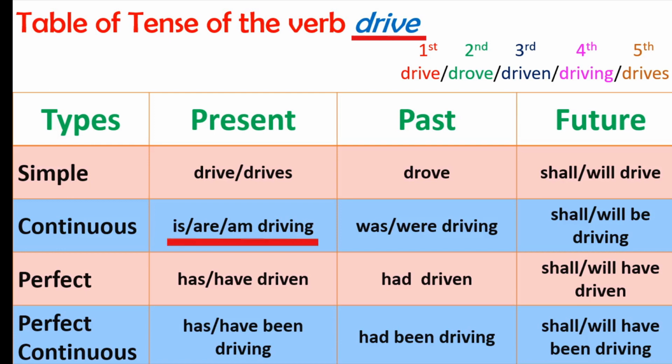In present continuous tense, we use the verb's fourth form with helping verb is or am, or you can say is or am plus first form of verb with ing. In past continuous tense, we use the verb's fourth form with helping verb was or were. In future continuous tense, we use the verb's fourth form with helping verb shall or will. Verb fourth form, or verb with ing, is common in the continuous aspect of each tense.